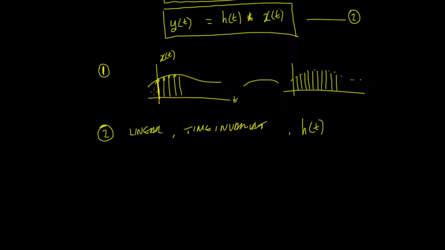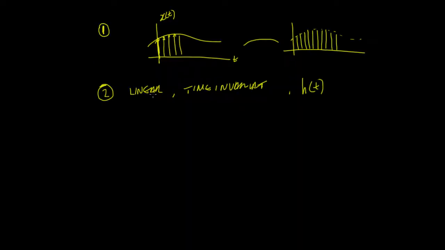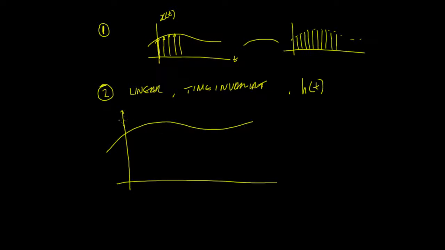So we'll start off at number 1. The first one's a wee bit of maths, but we'll just work our way through. Let's imagine we had some random function. We draw out the function like that, and that's some function of time. That's time there.